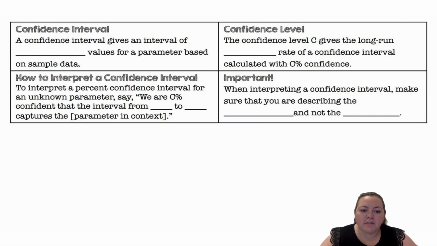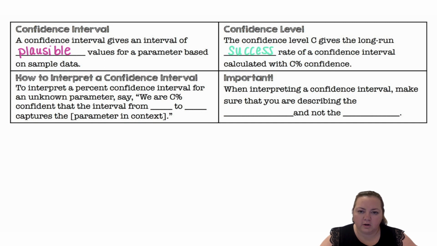All right, a confidence interval gives an interval of plausible values for a parameter based on sample data. Confidence level: the confidence level C gives the long-run success rate of a confidence interval calculated with C% confidence. How to interpret the confidence interval.